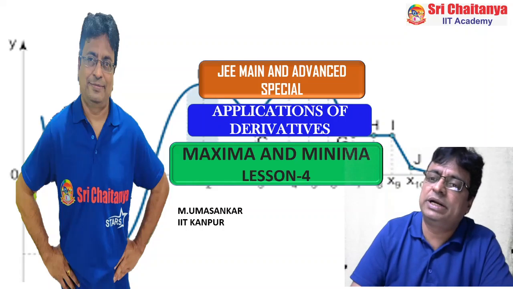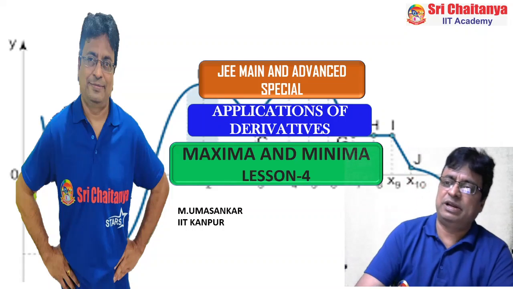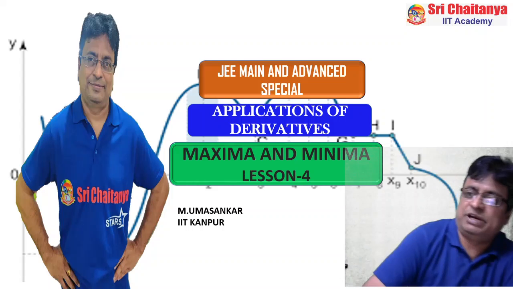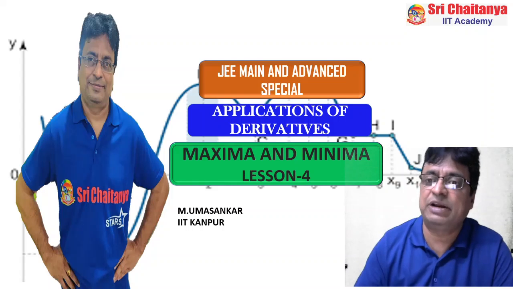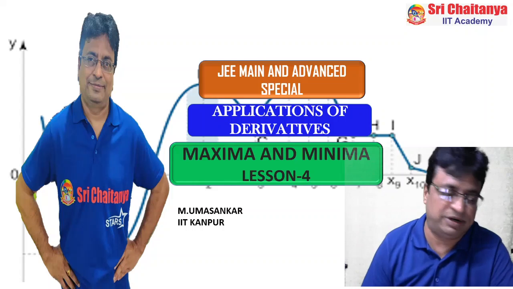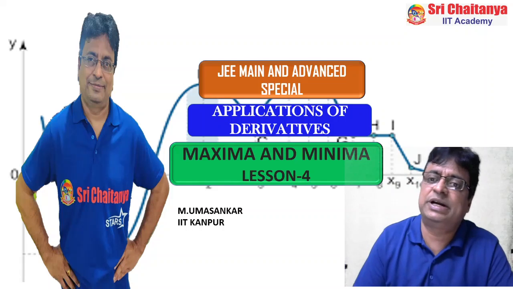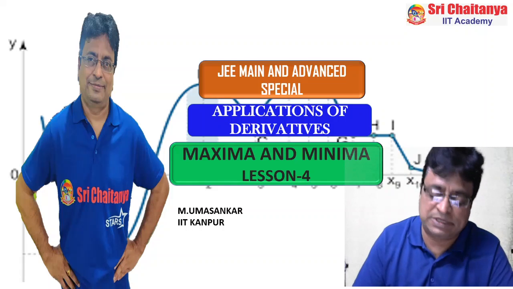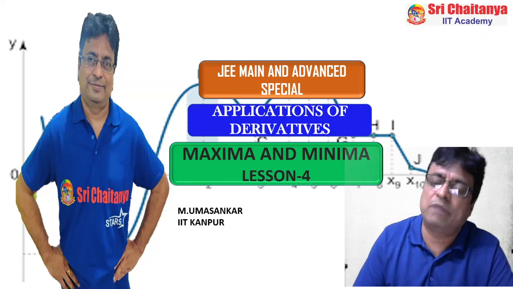So far we have completed lesson number 3 of Maxima Minima, and previously we concentrated on monotonicity. Monotonicity and Maxima Minima are very important in applications of derivatives, after tangents and normals. Because we can expect very good questions, not only in this chapter but also mixed-oriented questions even for Mains and Advanced examinations. That's why I'm concentrating more on the theoretical aspects of this. Once this is completed, we will solve some other problems also.